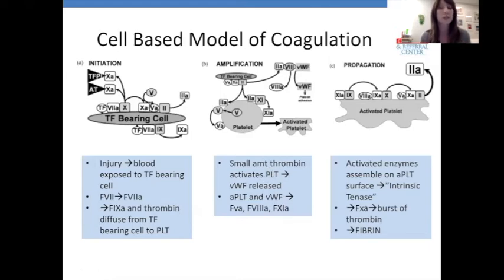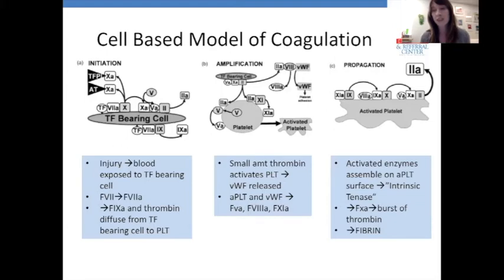The platelet's going to release some von Willebrand's factor, and essentially that's going to cause clotting to progress. Then we'll get activation of factor 5, 8, and 11, which then leads us into the third phase, which is the propagation phase of the cell-based model.